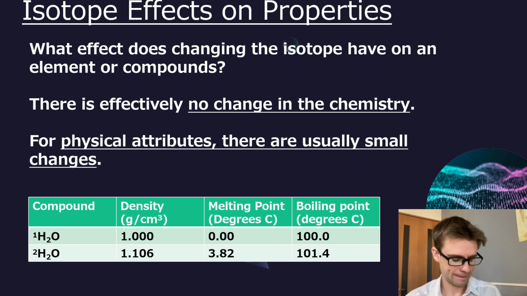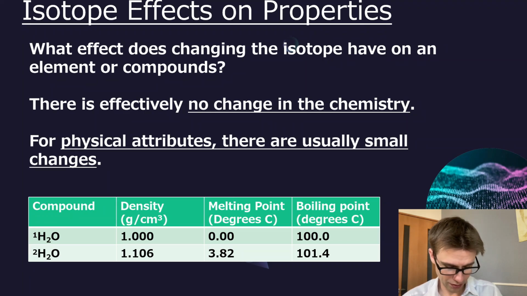You can look at regular water with hydrogen 1 versus heavy water. This has hydrogen 2 that has 1 proton, 1 neutron. And the density is slightly different, actually almost 10% different for heavy water. So 1.000 versus 1.106 for heavy water. Melting point, again, slightly different, but still significant. 0 degrees Celsius for regular water, 3.82 for heavy water. So it requires a bit more energy to separate those, interestingly.